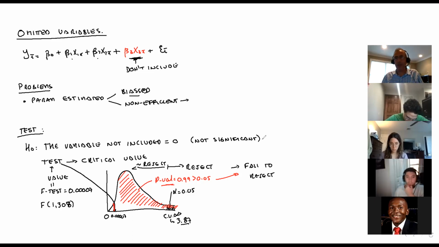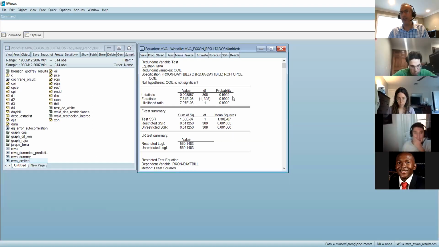So the exam, I will prepare the exam in such a way that you are going to perhaps see some screenshots like this one here. And I tell you guys, I'm testing here a redundant variable. Is COIL not significant? You need to tell me yes, no, why, and what is the meaning of that. Got it? Make sense to you?